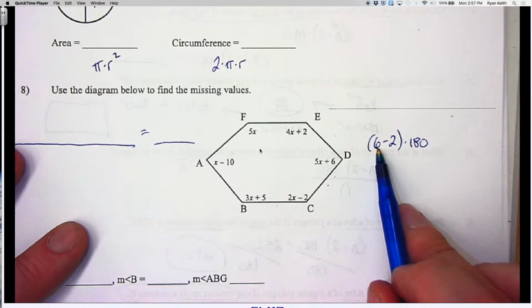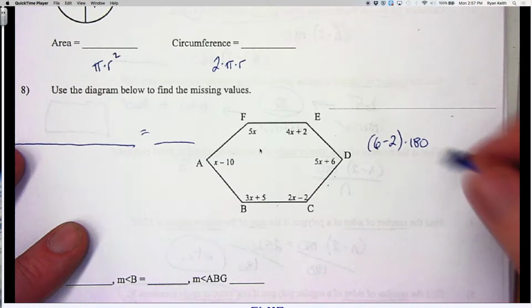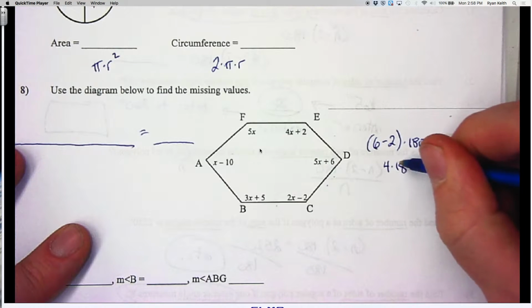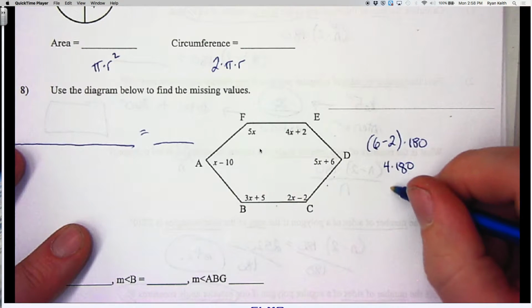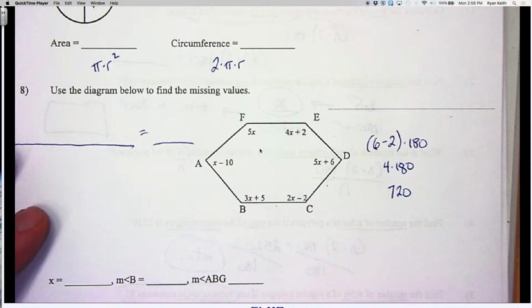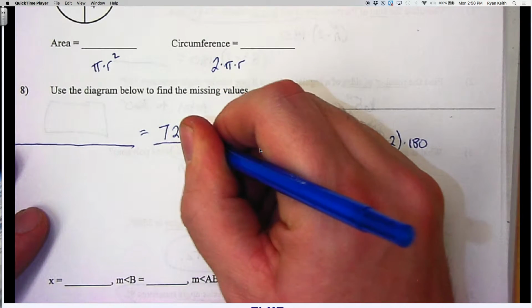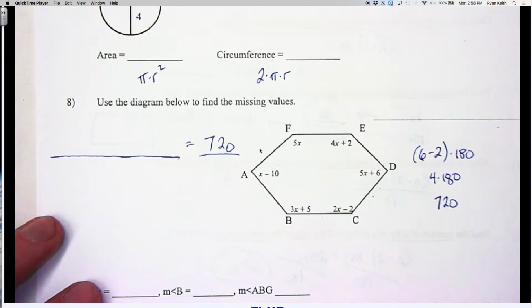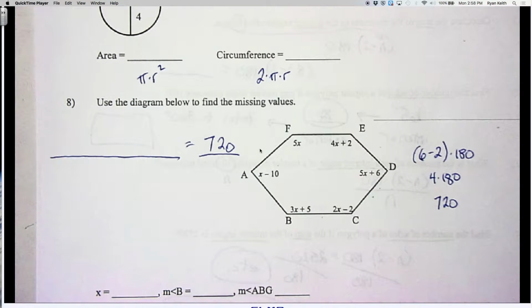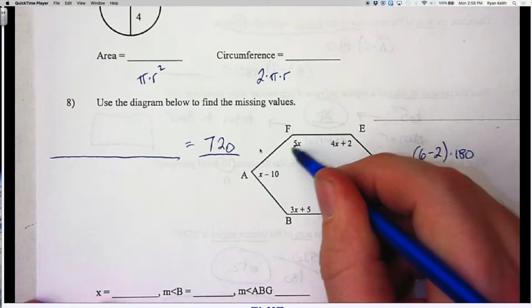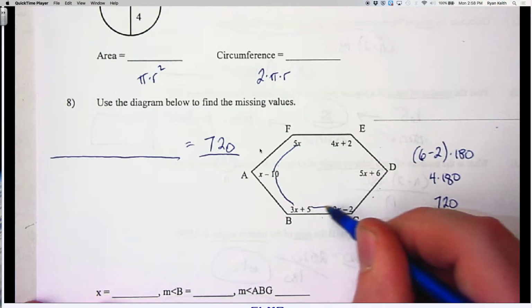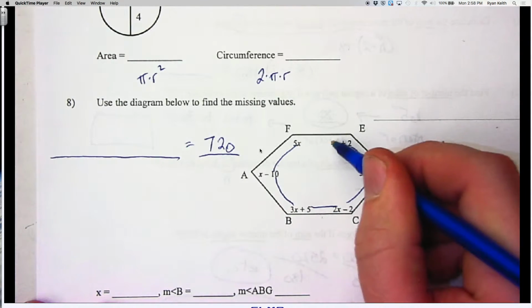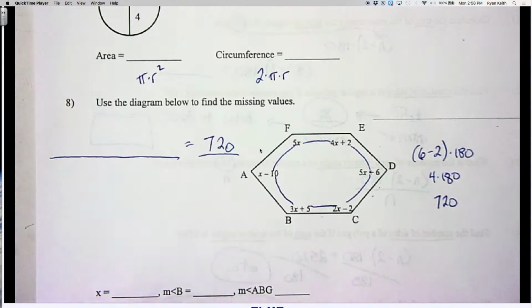Remember, this had 6 sides, right? So I'm plugging in 6. That ends up giving me 4 times 180 for the total of this guy. 4 times 180 is 720. 720, therefore, is what goes on the other side of the equation. Then what I'll do is I'll literally add around all these angles, right? I'm adding all those together, combining them, and that will be the left side of the equation. Solve for x.